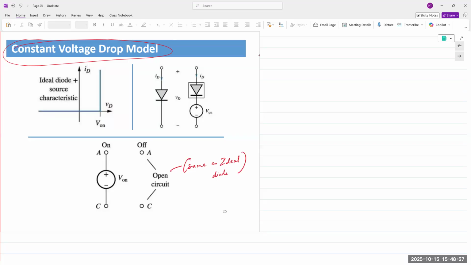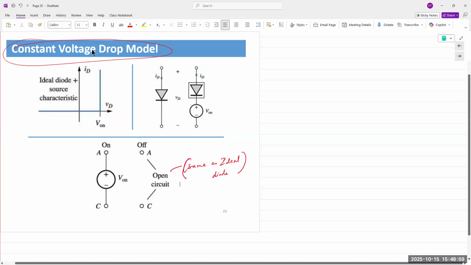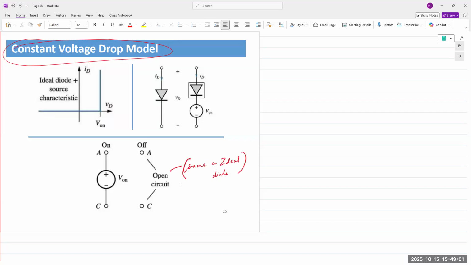Okay. In reverse bias, this is exactly the same as the ideal diode. No change. The only thing is that in forward bias, it requires a certain voltage to turn on. That voltage could be 0.6, 0.2, 0.3, 0.7, depending on what kind of diode it is.